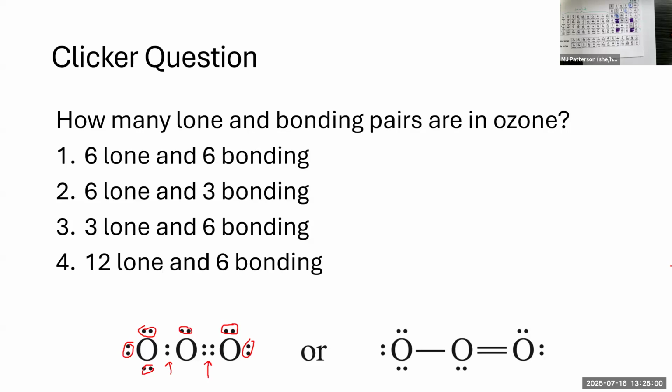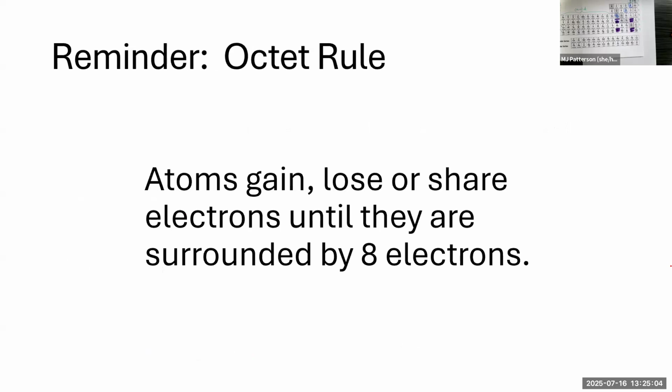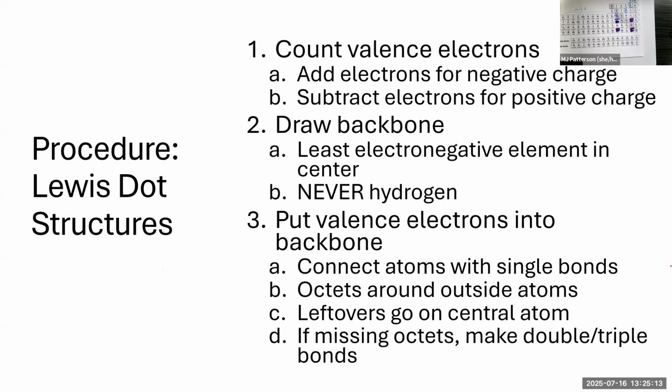Any questions on that? Just keep in mind the octet rule. Atoms want to gain, lose, or share electrons till they have 8 electrons around them. And when we're talking about this, I guess that last slide should say valence. They want 8 valence electrons.